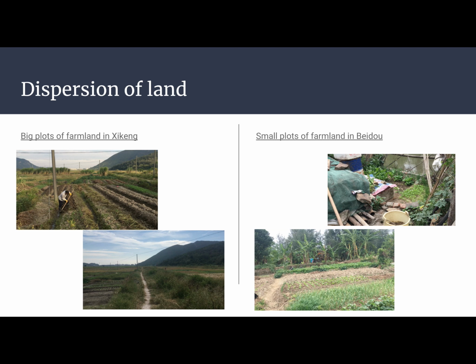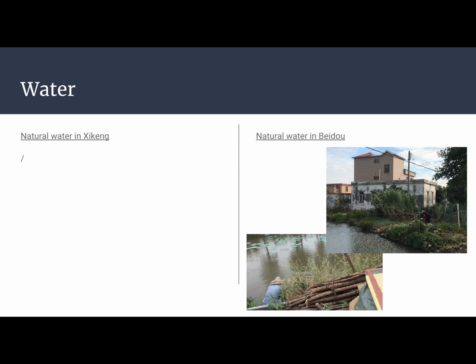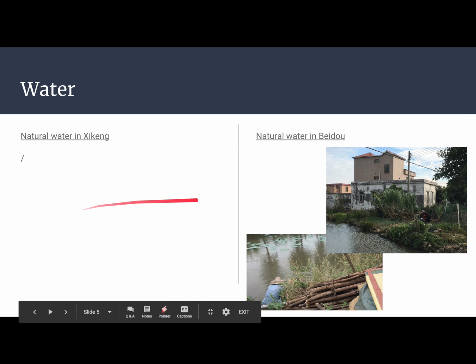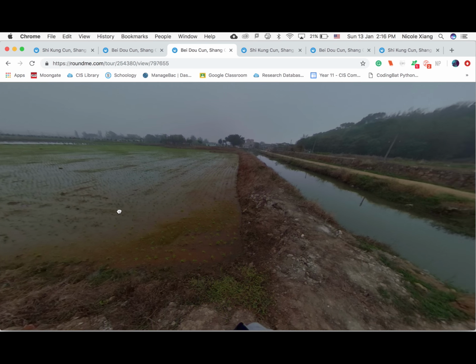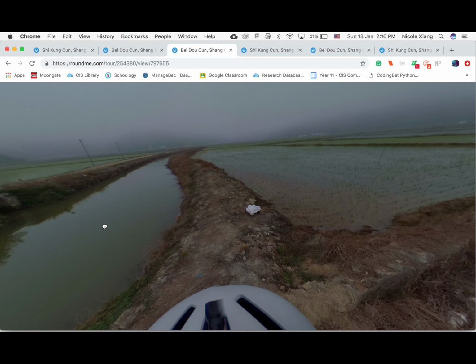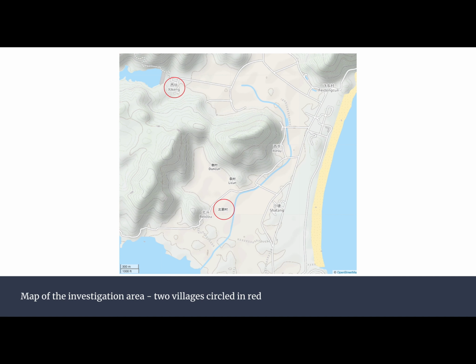Furthermore, the two villages differ in terms of the natural resource of water. Xikang has no big bodies of water other than a water reservoir, yet Beidou has rivers, lakes, and ponds. We can see this on the 360 map. So this is an area of Beidou village. You can see there's quite a big, long river here. And looking at an actual map, you can also see that Beidou over here is situated much closer to the coast. So this is the ocean, and then the village of Xikang, which is up here, and this is the water reservoir. And this river that we can see is probably the river that we saw just now on the 360 map. And you can see that Xikang, other than the water reservoir, doesn't have any forms of natural bodies of water. And Beidou has this river and also the ocean.